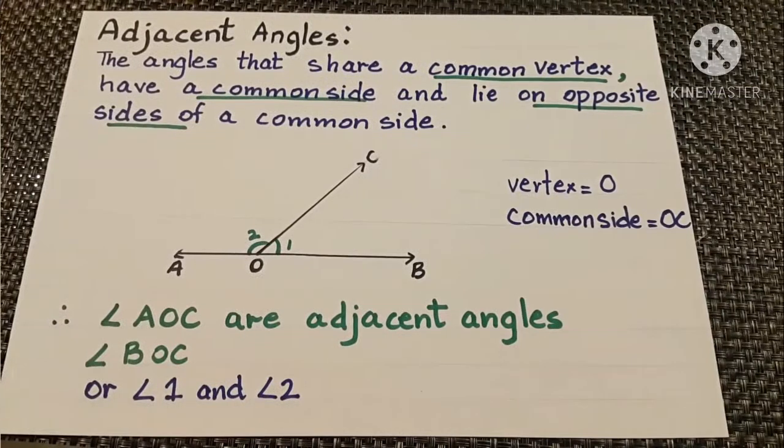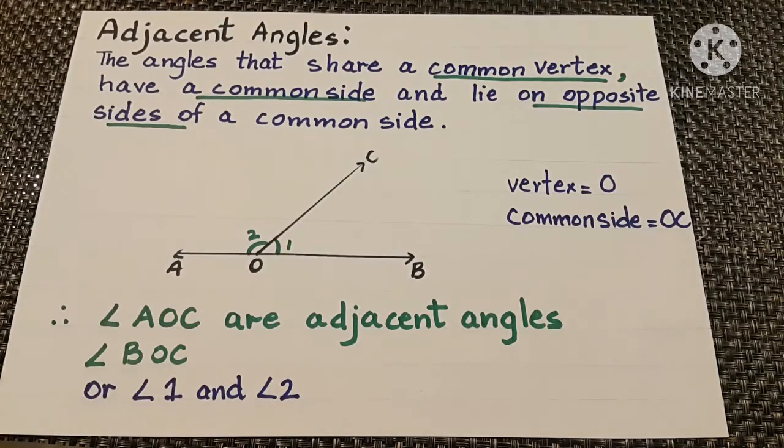The concept of adjacent angles: the angles that share a common vertex, have a common side and lie on opposite sides of the common side are known as adjacent angles on a straight line.